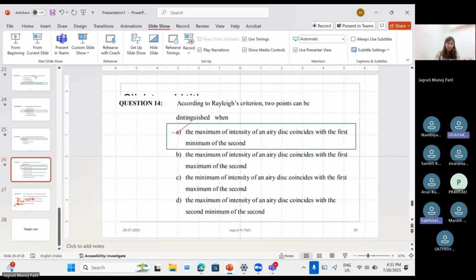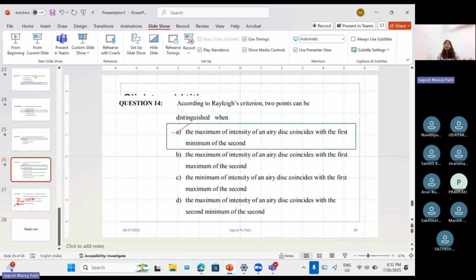Rayleigh criterion: two points can be distinguished when you have the maximum intensity. When it occurs, when you have interference, the first interference happens at the first minimum of your second ring. So that's where it happens, the first minimum of the second. The two points can be distinguished.